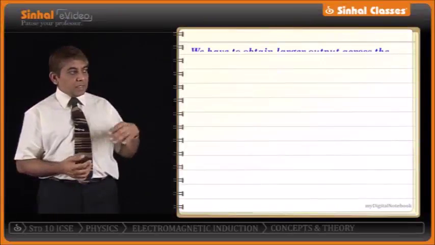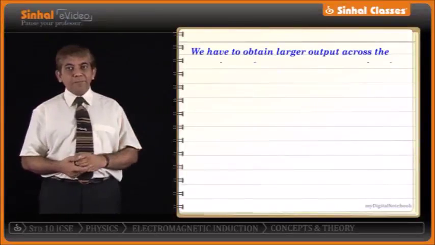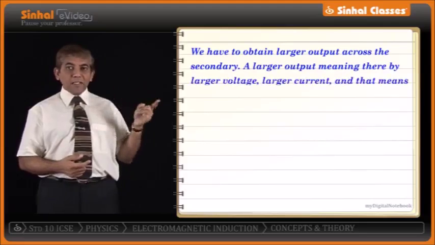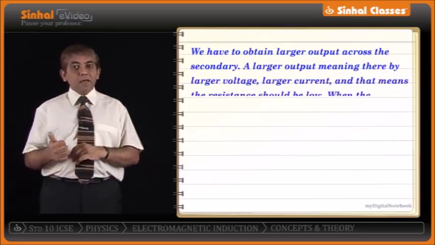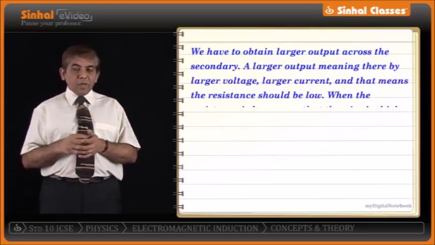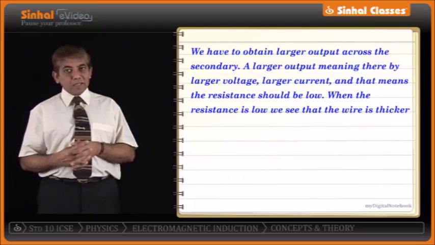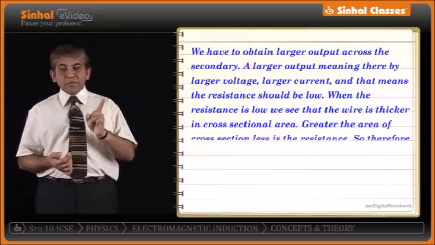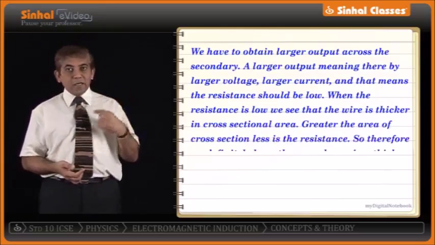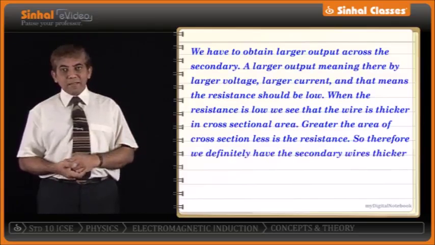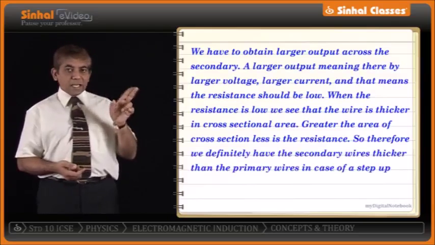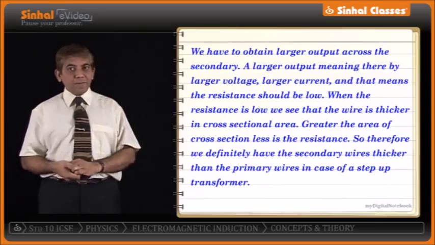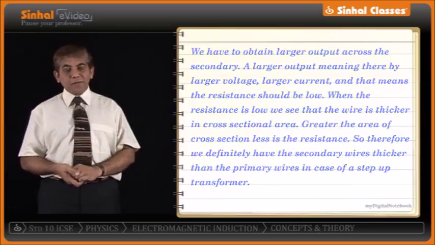Secondly, as I said, we have to obtain a larger output across the secondary. A larger output meaning thereby larger voltage, larger current. And if I have to have large current, that means the resistance should be low. When the resistance is low, we see that the wire is thicker in cross-sectional area. Why? Because we have the relation: the resistance is inversely proportional to the area of cross-section. Greater the area of cross-section, less is the resistance. So therefore, we definitely have the secondary wires thicker than the primary wires in case of a step-up transformer. This is the second difference for step-up and step-down.